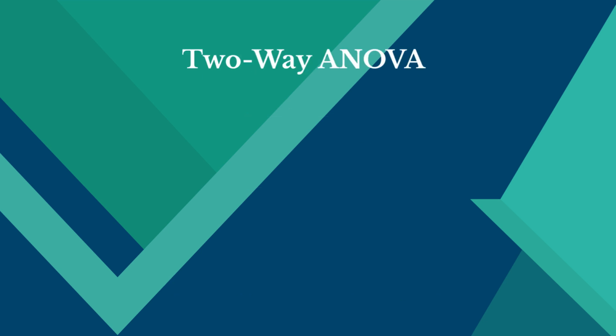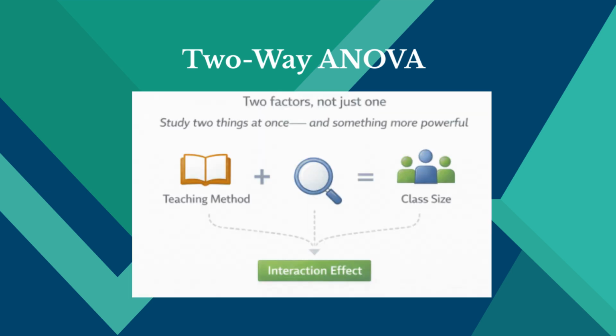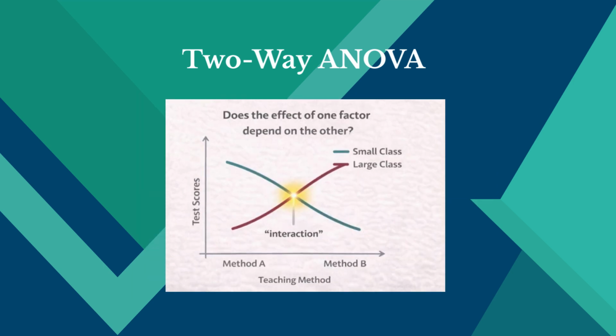Second, two-way ANOVA. Two-way ANOVA is used when you have two factors, not just one. This allows us to study two things at the same time and something even more powerful. For example, you want to study how teaching method and class size together affect test scores. Here, ANOVA answers three questions. Does teaching method matter? Does class size matter? And most importantly, does effect of teaching method depend on class size? That last question is called interaction effect, and that's what makes two-way ANOVA so powerful.